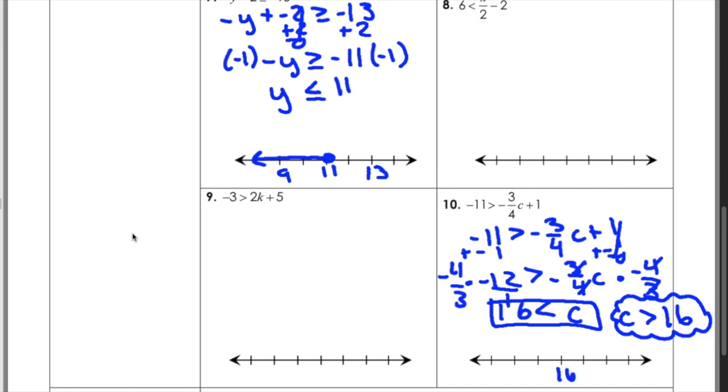So we have 16, 18, 14, open circle to the right. Those are all the numbers that are greater than 16.